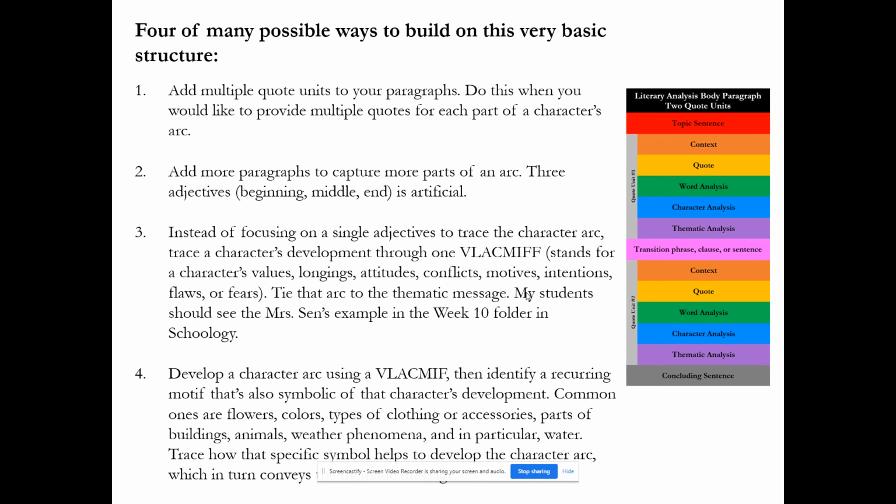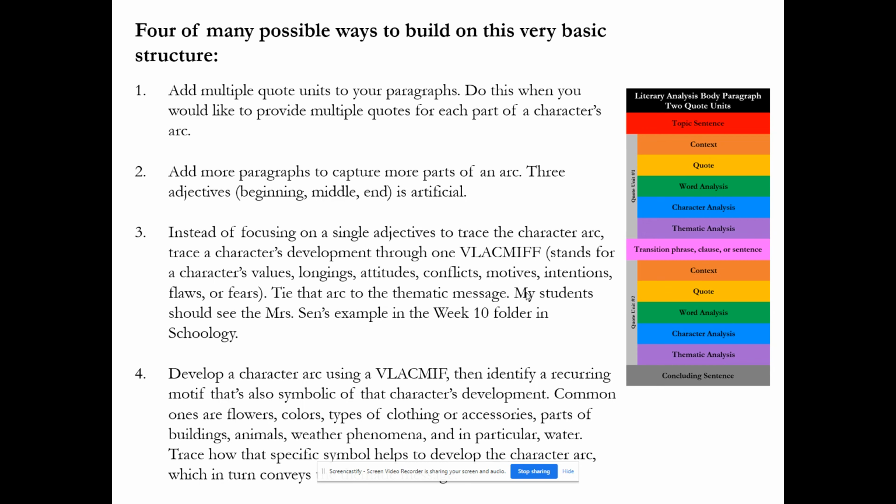Right? Weather phenomena. Rain and clouds and sunlight are almost always symbolic, so look for them. Right? And water, of course. Look for water in The Great Gatsby. If you have to read that, people, it's there and it's super symbolic. The Great Gatsby is actually a great example of this.